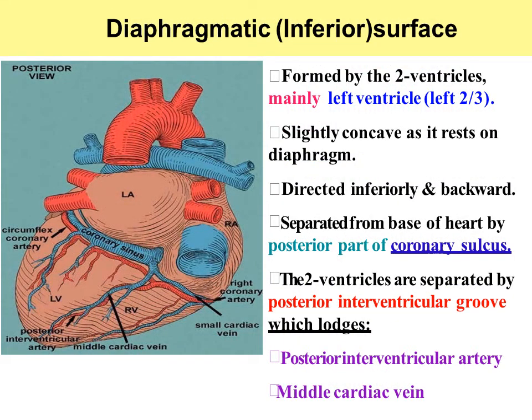So inferior surface or the diaphragmatic surface is formed by the two ventricles, mainly by the left ventricle, slightly concave as it rests on the diaphragm, directed inferiorly and backward, separated from the base of the heart by posterior part of the coronary sulcus.